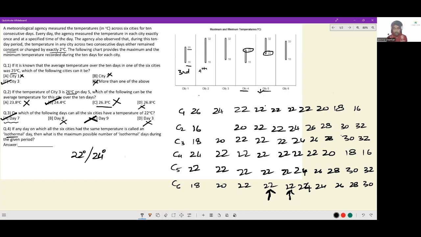Or let me do the magic. 22s I can get on 2 days, no? So 2 consecutive days from the start I'll put. So this is day 1, day 2. This is only for city 1. Day 2, day 3, day 4, day 5, day 6, day 7, and day 8, and day 9, and day 10.